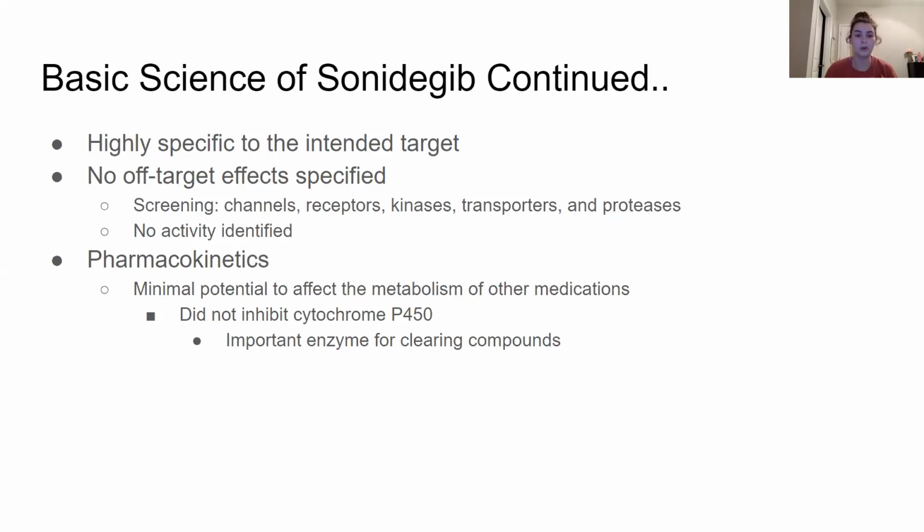Just to touch a bit more on the pharmacokinetics, this drug shows very minimal potential to affect the metabolism of other medications within the body. How they test for this is they look at whether or not it inhibits the cytochrome P450 enzyme. This is an enzyme within the body that's very important for clearing compounds during metabolic processes. When they screened for this, it came back that it did not inhibit this type of enzyme, meaning that you can take other drugs while taking this drug. And we know that cancer patients usually have to take more than one drug while they're getting different treatments.